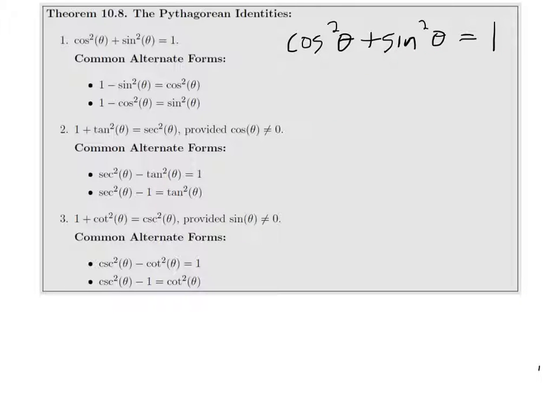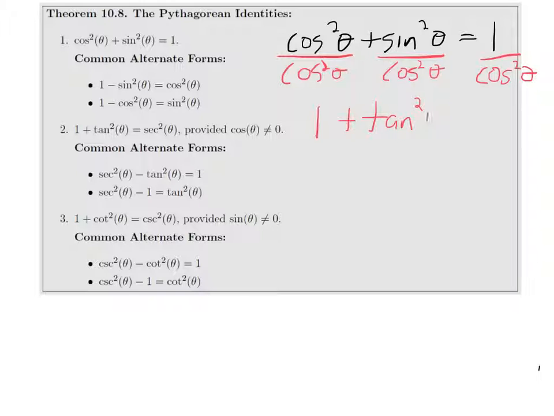There we go. So, if I were to divide by the first one, cosine squared theta, what I would get is cosine squared divided by cosine squared is 1 plus. Now here, sine squared, don't worry about the squares for a minute. Sine over cosine is tangent. So sine squared over cosine squared would be tangent squared theta. 1 over cosine is secant. 1 over cosine squared would be secant squared.